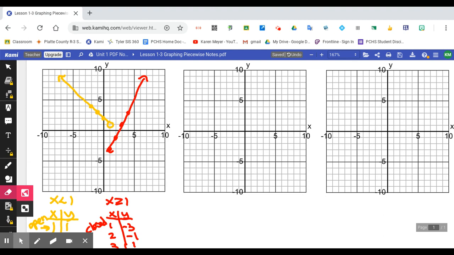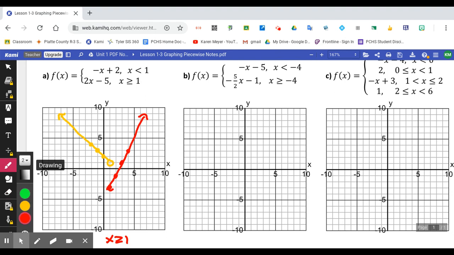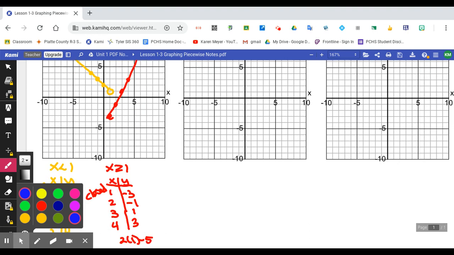So let's go to the second one. For this one, the first one has a restriction of x is less than -4. So when I make my t-table, I'm going to start with -4 and then pick numbers that are smaller than -4. So -5, -6, -7, etc.